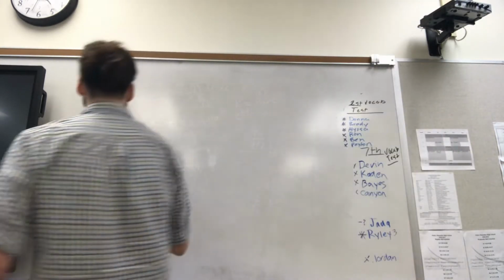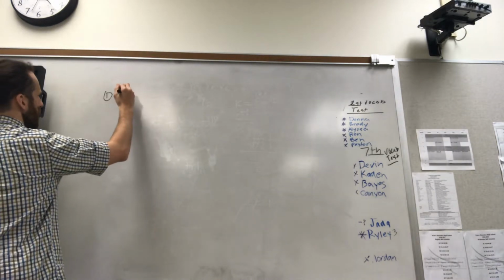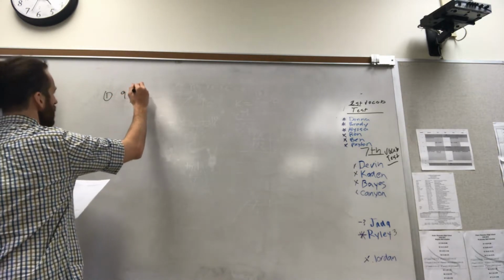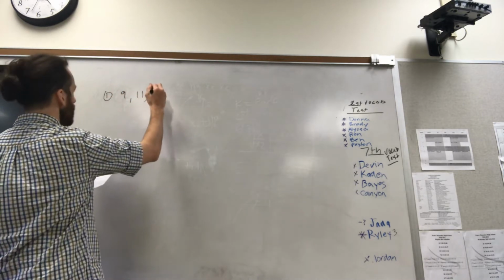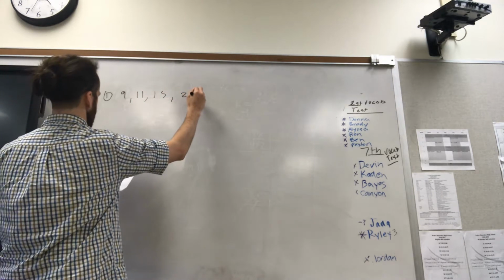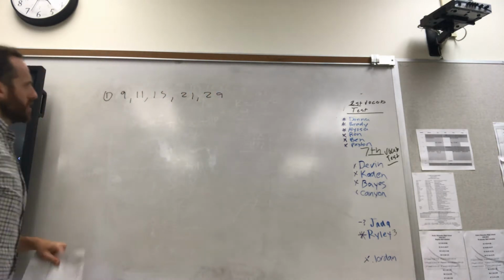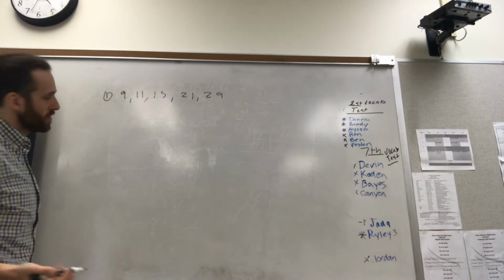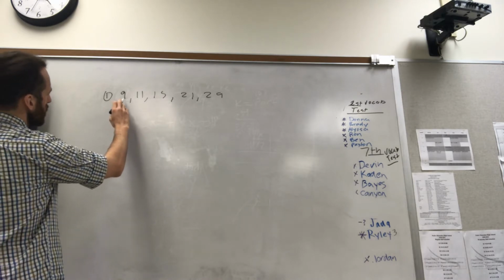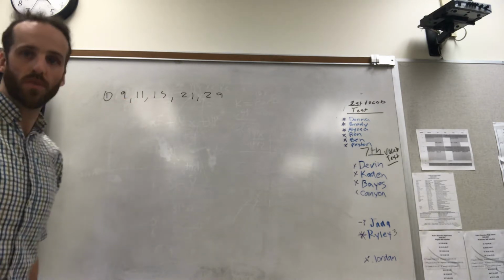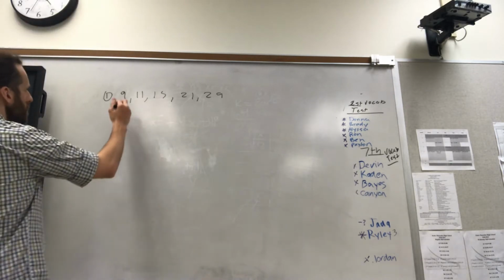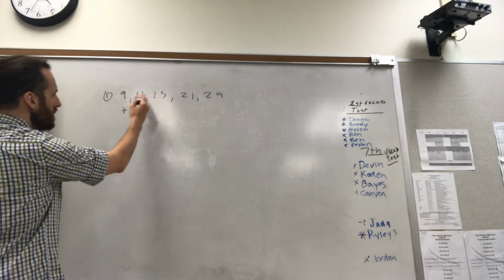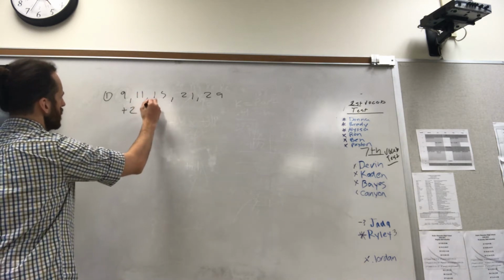That was pretty easy. So we had 9, 11, 15, 21, 29. So we look at this pattern and we see, well, what's happening here in the sequence? Can we find a pattern? What happens between 9 and 11? You're adding 2. Between 11 and 15, you're adding 4.